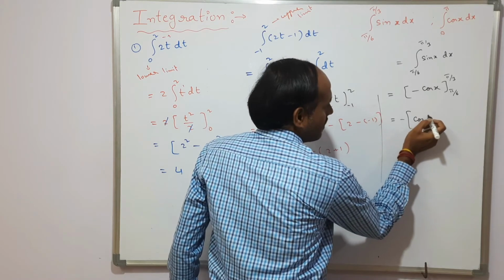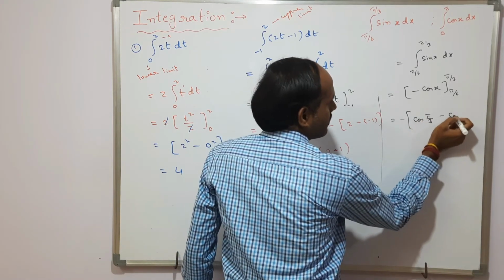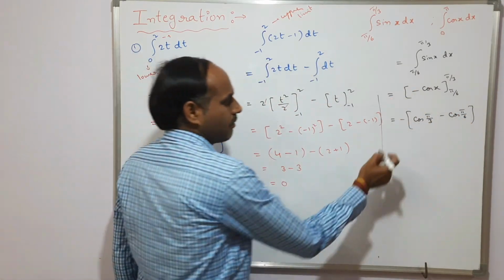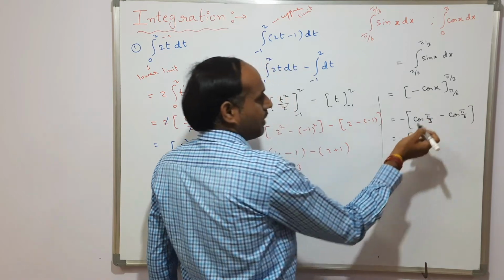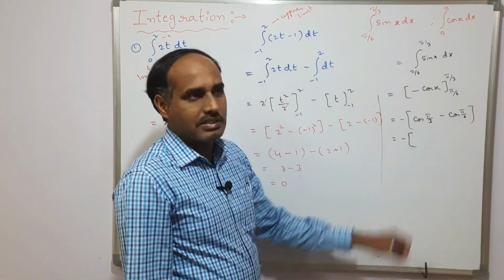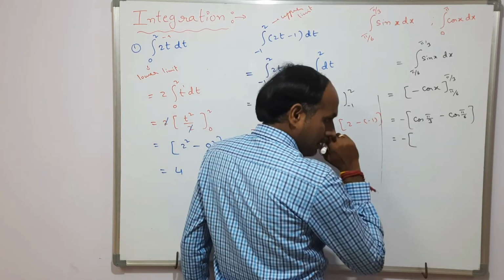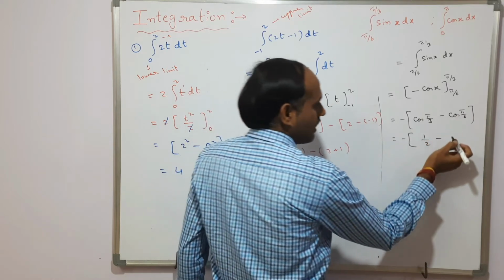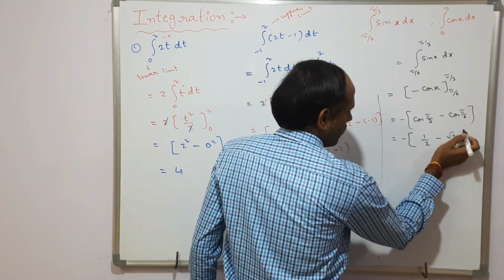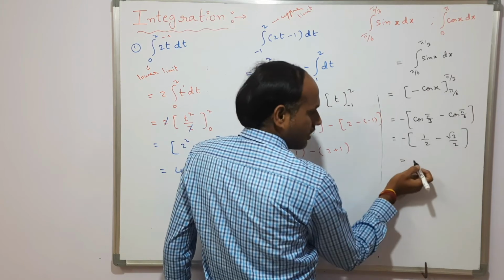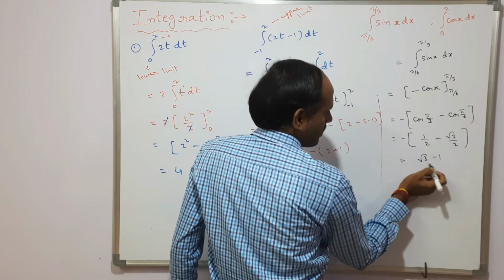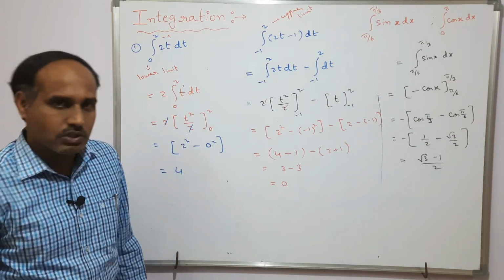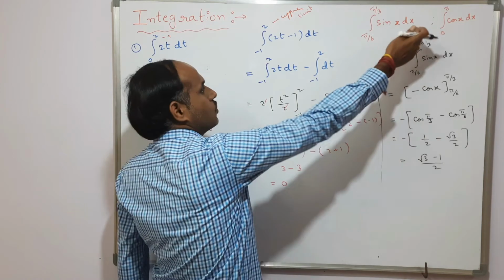So can I write this as cos pi by 3 minus cos pi by 6. Here minus of cos pi by 3, it means cos 60. Cos 60 is 1 by 2, minus cos pi by 6, which is cos 30, is root 3 by 2. So therefore we can write, by sending the root inside, root 3 minus 1 by 2 is the value of the integral of sin x dx from pi by 6 to pi by 3, which is nothing but 30 degrees to 60 degrees.